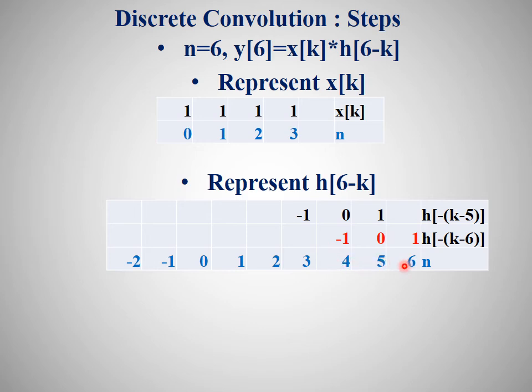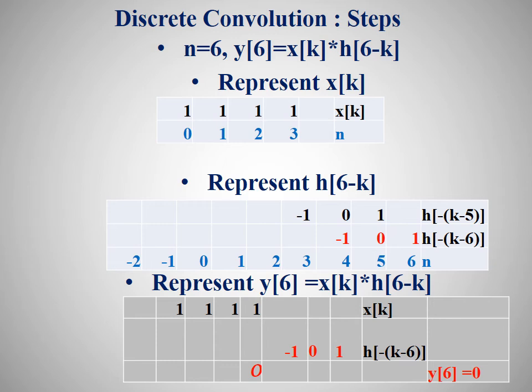So what would be the multiplication solution? Without going to the solution, we can say that the answer is going to be 0. Let us see how this is obtained. At n equal to 0, 1, 2 and 3, it is 1, 1, 1 and 1, and at n equal to 4, it starts at minus 1, at n equal to 5 it is 0, and at n equal to 6 it is going to be 1.